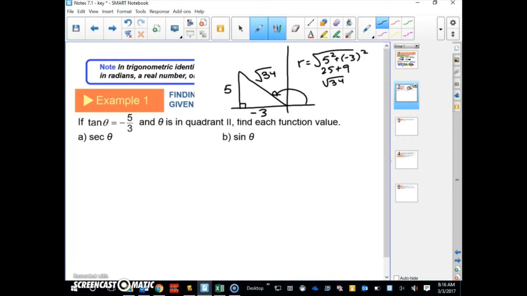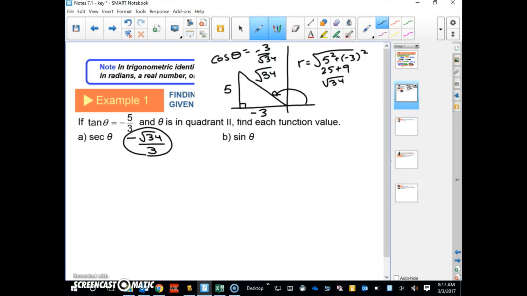So when part A says they want to find secant, okay, we know secant is 1 over cosine theta, or the reciprocal of cosine theta. And you should be able to see in this picture that cosine theta is -3 over the square root of 34. Okay? It's x over r. And so if secant is that reciprocal, then take that reciprocal, you're going to get -square root of 34 over 3. That would be the answer. Okay? That would be what secant theta equals. And we've already done this. Okay? We just did it geometrically by drawing a picture. I hope you guys remember doing it.